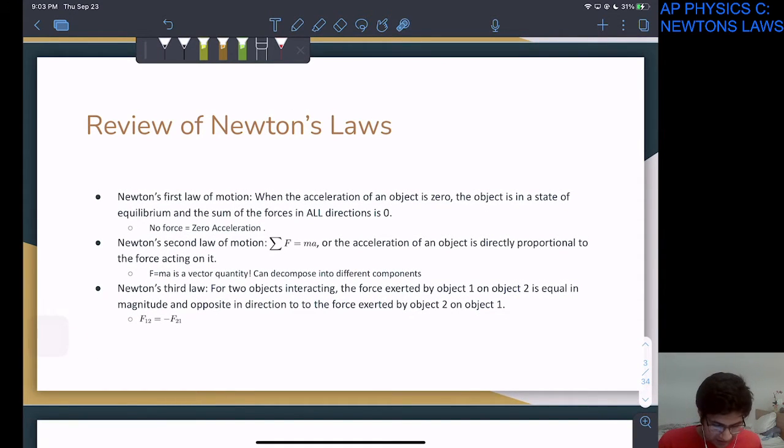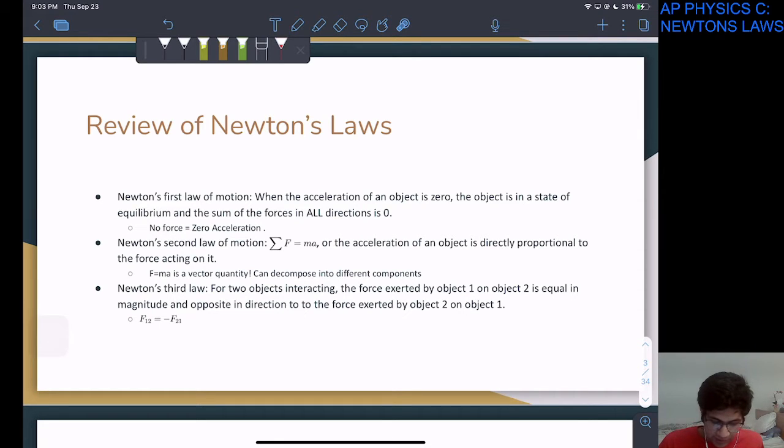We've seen this before. Newton's first law of motion. When the acceleration of an object is 0, the object is in a state of equilibrium, and the sum of all of the forces in all directions is 0. So if the net force is 0, there's no acceleration.